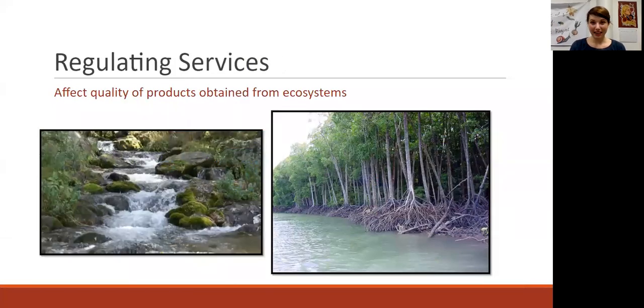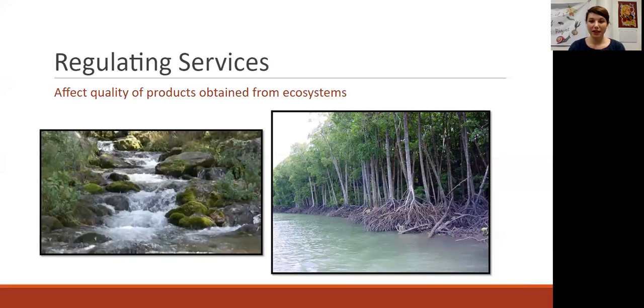And we have regulating services. These are the ones that help the world to go around and for things to function in the way that we expect them to on a daily basis. So these are going to alter the quality of products from our ecosystem. For example, clean water. Is our water running? Is it getting nice and aerated? Is it polluted?